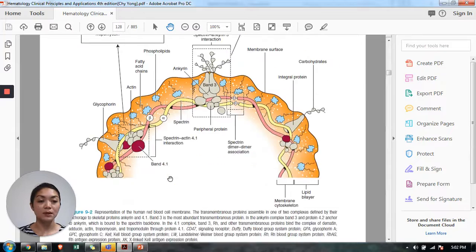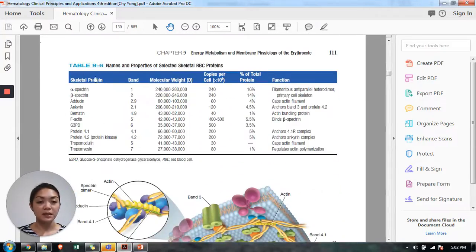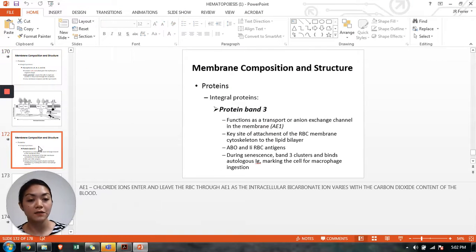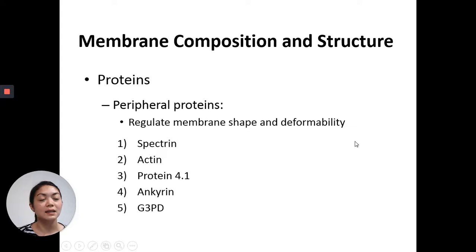Next, we go to your peripheral or skeletal proteins. They are fewer in number but still very significant. Same, no? Ang ilang significance. Okay, so peripheral proteins, also known as skeletal or cytoskeletal proteins. Major function, of course, skeleton, it provides the shape as well as deformability. Siya din actually nahatag sa membrane elasticity.